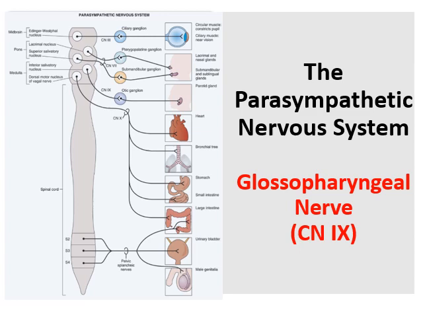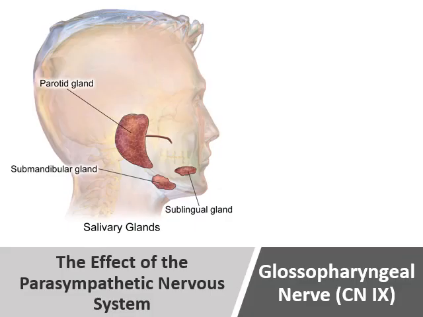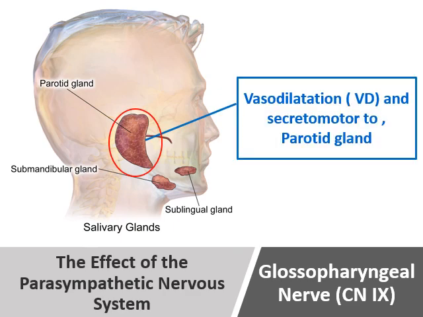The next cranial nerve that has parasympathetic supply to the head and neck is the glossopharyngeal nerve, the ninth cranial nerve. The preganglionic parasympathetic fibers arise from the inferior salivary nucleus at the junction of the pons and medulla. They relay in the otic ganglion. The postganglionic fibers supply the parotid gland. The parasympathetic fibers to the parotid gland are secretomotor and vasodilator, thus producing vasodilatation of the blood vessels and increasing the salivary secretion of the parotid gland.